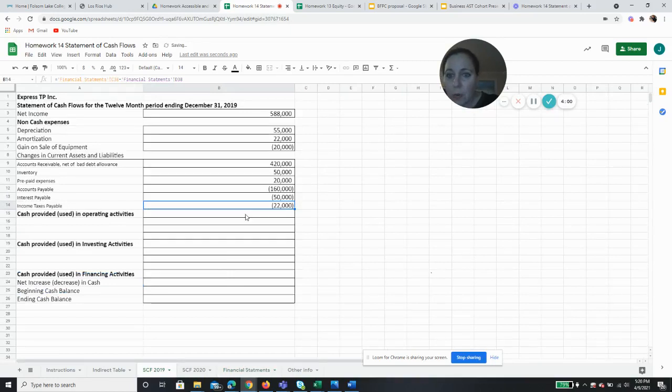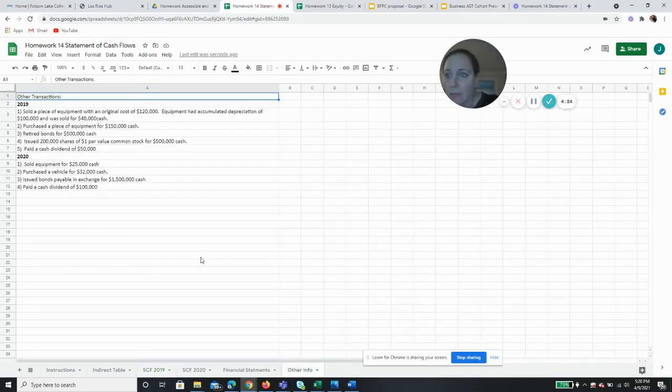Okay, so our cash provided or used in operating activities, we're going to add up from net income, add all the non-cash expenses, and then the changes in current assets and current liabilities. And we know our cash provided by operating activities was 903. Now we need our investing activities. So we'll go to other info.